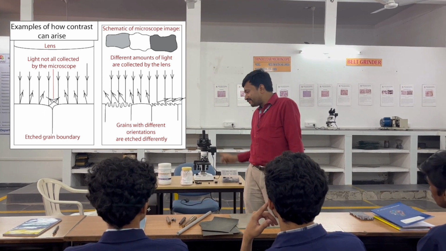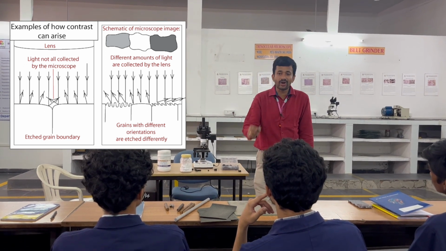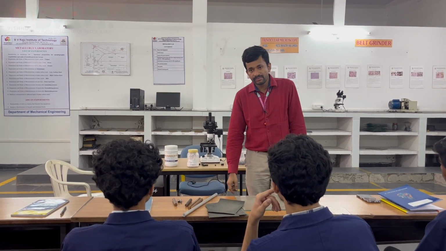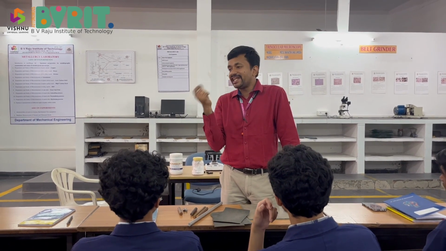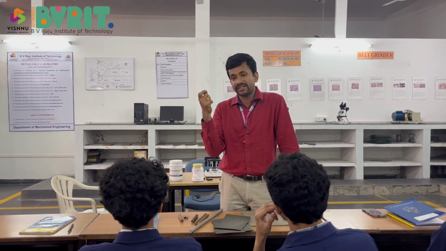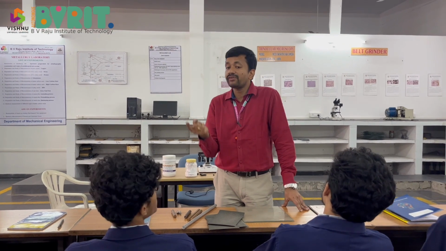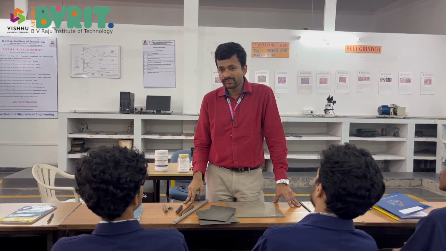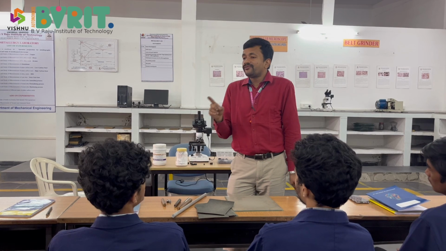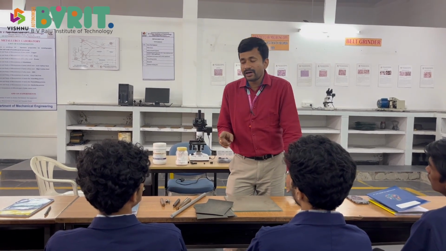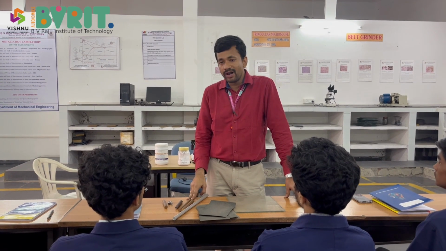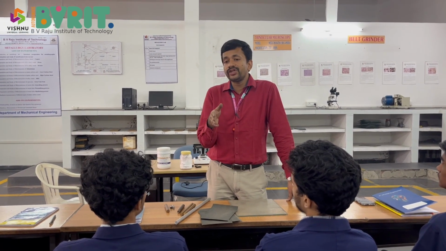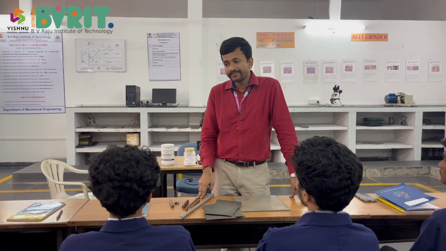So that is where we are going to use what is called an etching process. So it is not etching, it is etchant. So there is an etchant for ferrous and non-ferrous. For ferrous we use nital, that is nitric acid plus ethyl alcohol, and for non-ferrous we use ammonium persulfate.